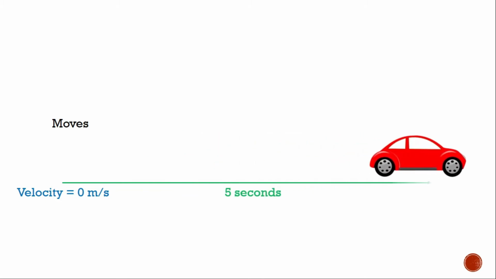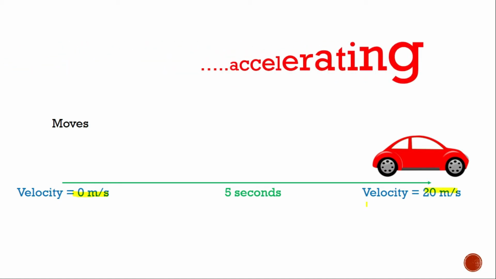So suppose there is a car which is currently at rest, which means its velocity is 0 meter per second, starts to move and attains a speed or velocity of say 20 meter per second in 5 seconds. Here, this change in the velocity of the car from 0 meter per second to 20 meter per second tells us that this car is accelerating.